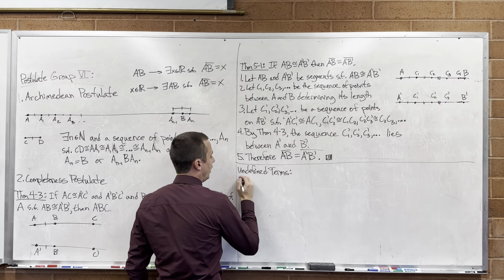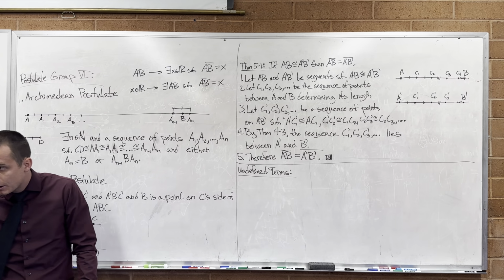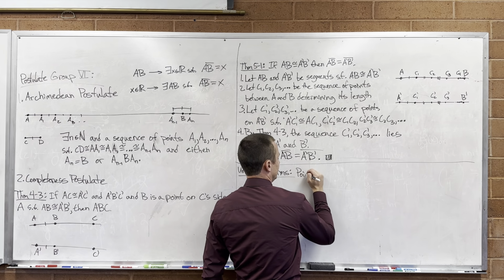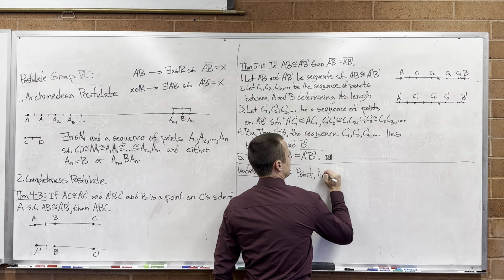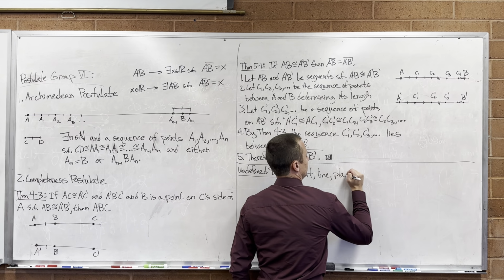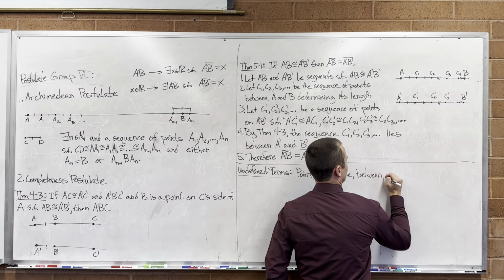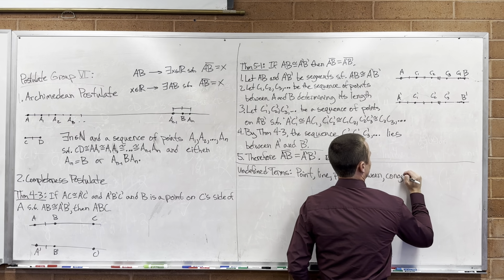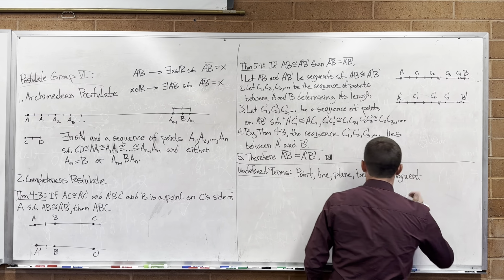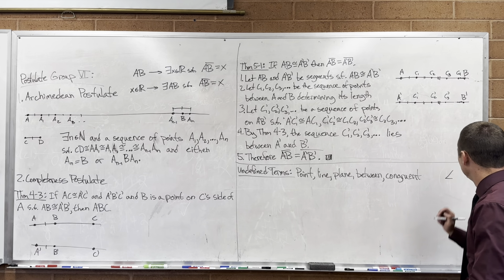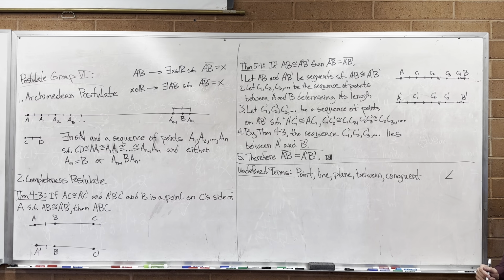So far, what are our undefined terms in this class? Point, line, and plane. Between, congruence, congruent. I think that's it. What about less than?